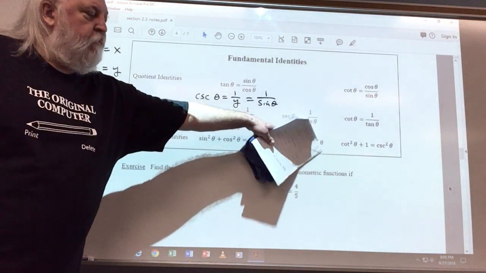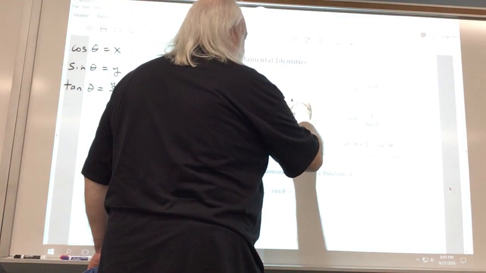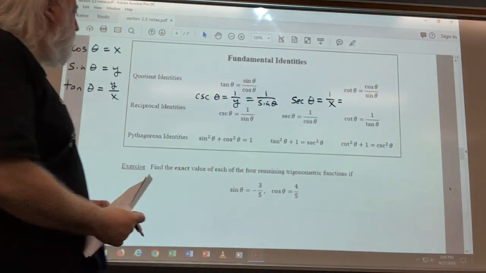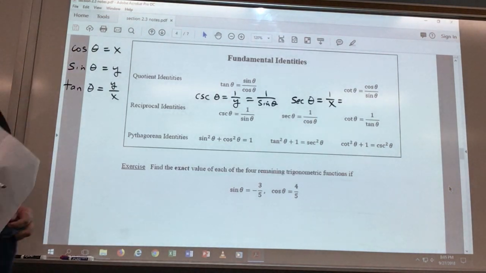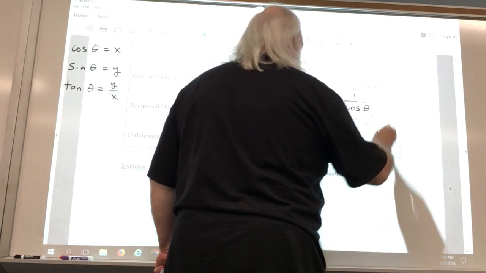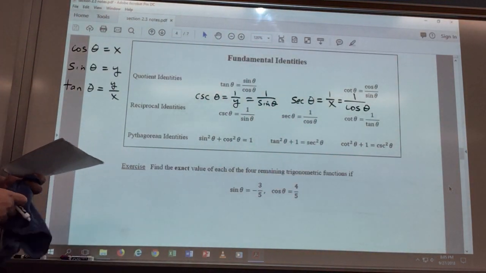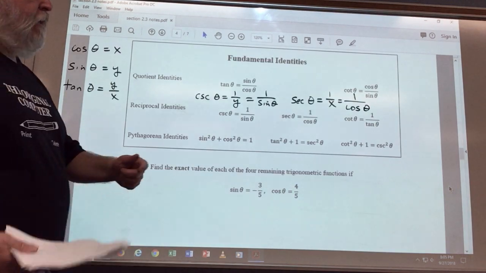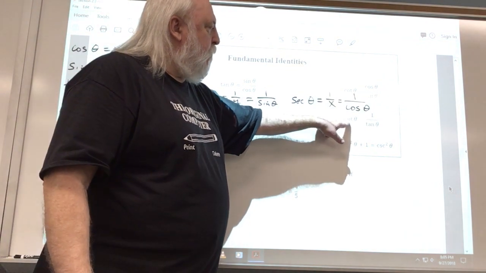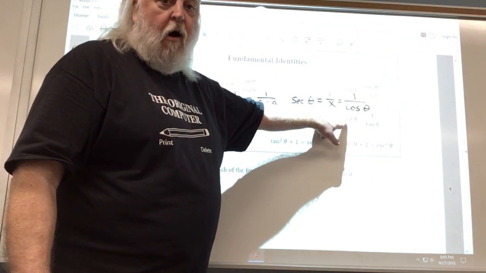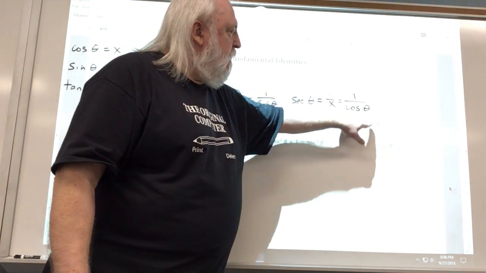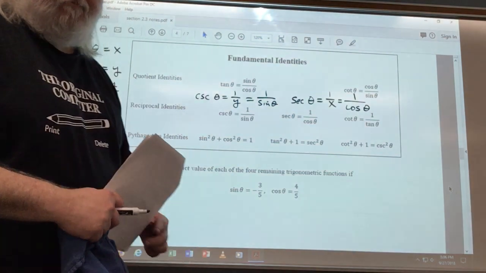And similarly with secant theta, from the definition of the trig functions, it's equal to 1 over x. Well, x is equal to cosine theta. So when I replace x with cosine theta, I have 1 over cosine theta. And on the previous page, in the example at the top of page 4, we pointed out that cotangent is equal to x over y, which is the reciprocal of tangent. And so cotangent theta can be shown to be just equal to 1 over tangent theta.